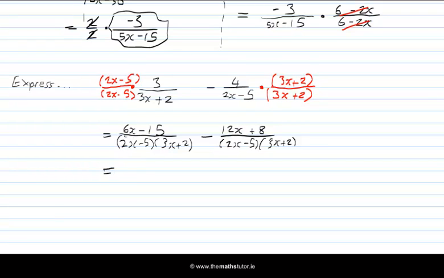So when I add those on, this is 6x minus 12x gets me minus 6x, minus 15, and this is going to be a minus 8 because this minus here is going to multiply in. So the minus 15 minus 8 is minus 23, and that's all divided by 2x minus 5 times 3x plus 2. This is as simple as it gets.